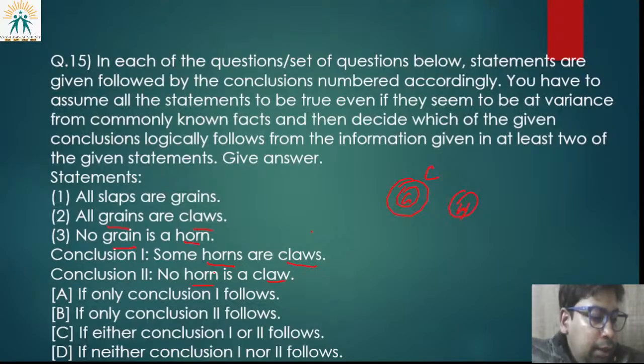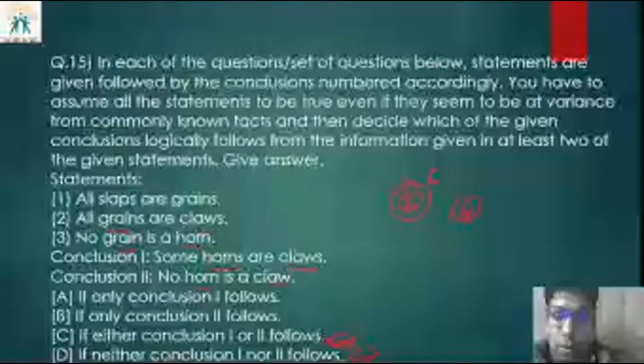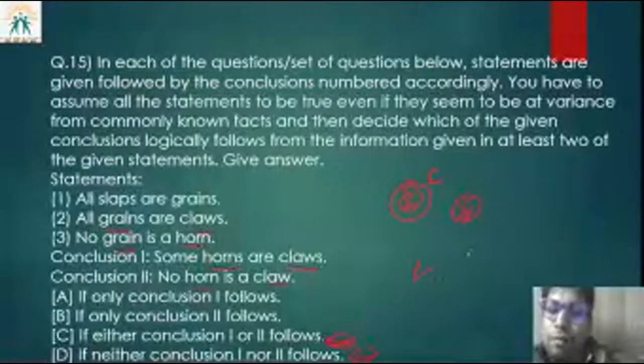15th is your option C. All invalid. If you can prove that, then it becomes either. Neither is easy. Neither is none of them follows. Okay. Always make the Venn diagram.